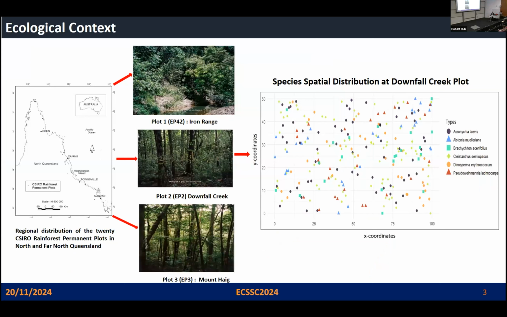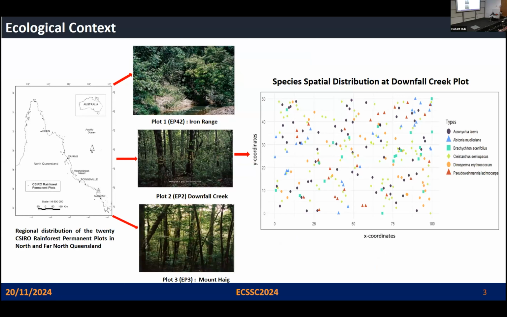As I explained earlier, to check the performance of my proposed model, I am using a real data set. This is the data set which I am using for that purpose. This is an open source data set which is collected from North Queensland, Australia. As you can see here, there are 20 permanent rainforest plots.